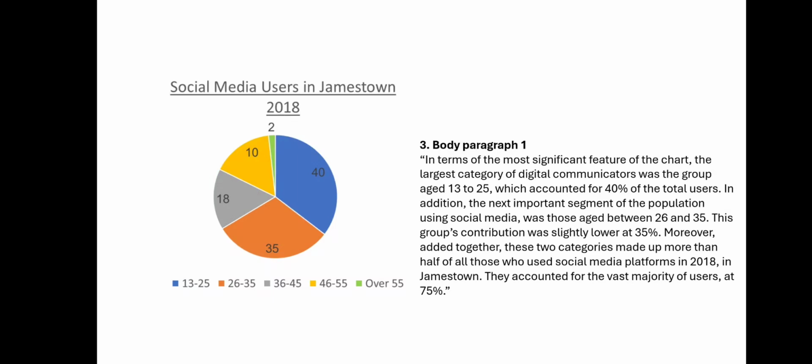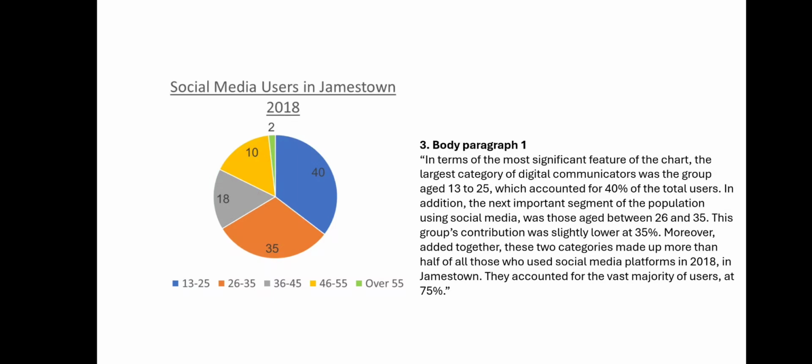In terms of the most significant feature of the chart, the largest category of digital communicators was the group aged 13 to 25, which accounted for 40% of the total users. In addition, the next important segment of the population using social media was those aged between 26 and 35. This group's contribution was slightly lower at 35%.